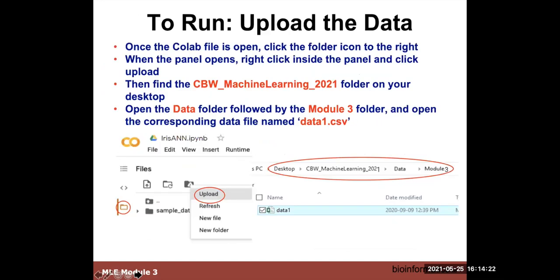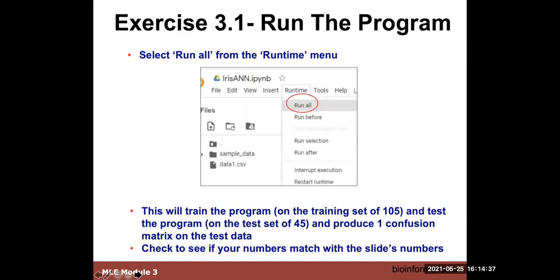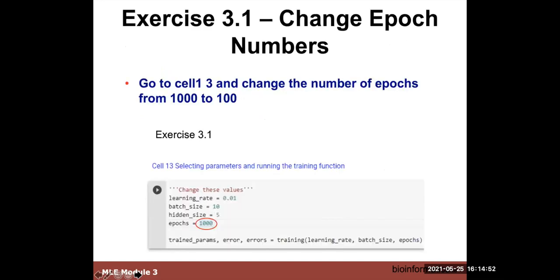Like the iris DT one, you still have to upload the data. This is in the data CSV. You can click on the little folder, click upload, or you can download the data on your computer and choose it. Same running protocol: you go to run all. This will do the training. It will also run the test and produce a confusion matrix, and you can see if it matches what we got in the slides.